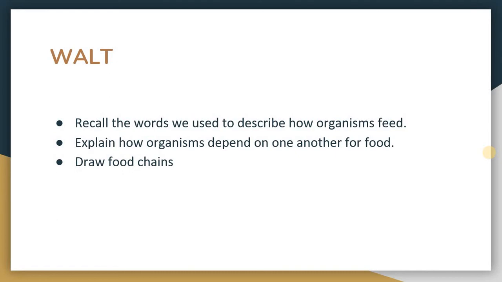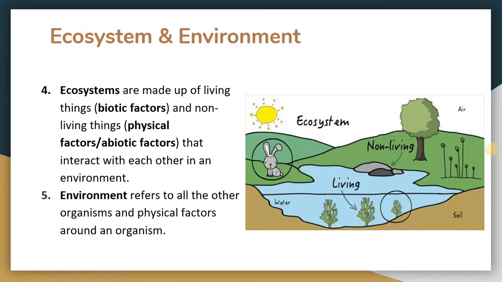Alright, before we go into chapter 3.2, I'm going to spend a few moments of your time to do a recap session. So in chapter 3.1, we have learned about ecosystem and environment. So what are ecosystems? Ecosystems are made up of living things, or sometimes we call it biotic factors, and non-living things, or sometimes we call it physical factors or abiotic factors that interact with each other in an environment.